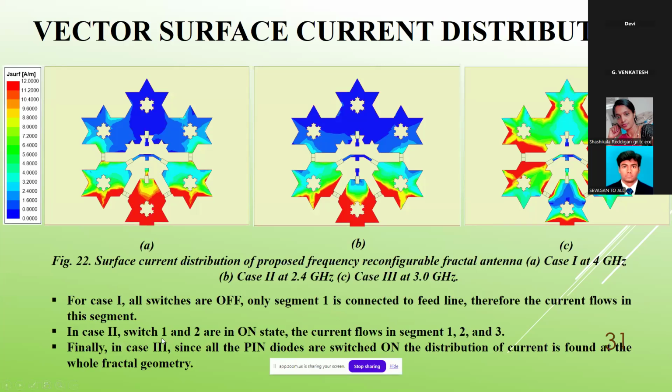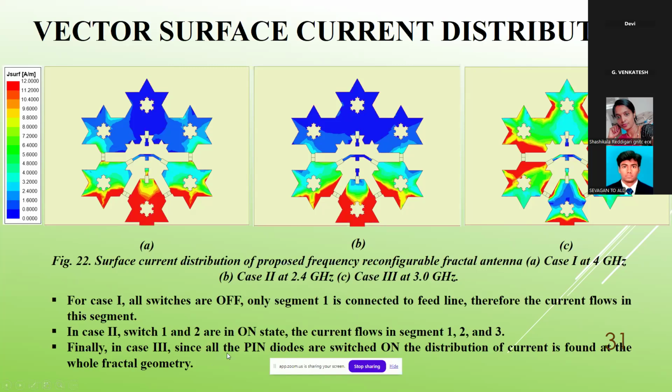In case 2, switch 1 and 2 are on. So this is case 2. The feed line along with these segments is radiating. So the current flows on segments 1, 2, and 3. The current will flow within these three segments.